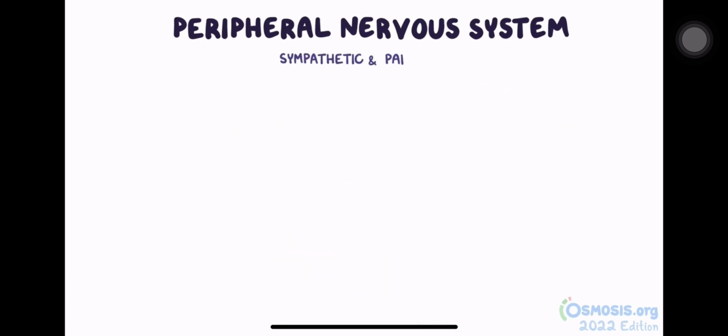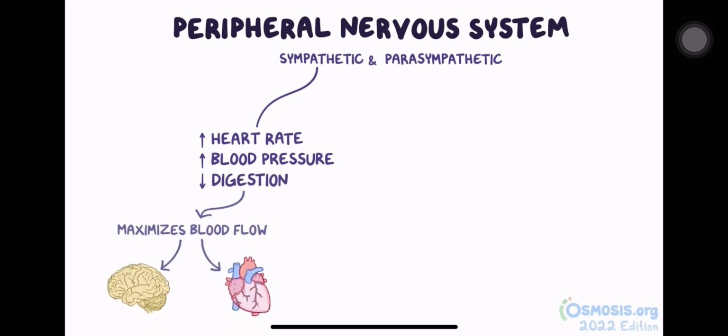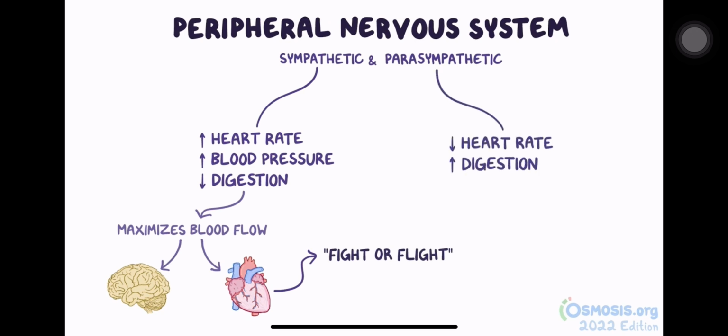Now, the sympathetic and parasympathetic nervous systems have opposite effects on the body. The sympathetic nervous system controls functions like increasing the heart rate and blood pressure, as well as slowing digestion. All of this maximizes blood flow to the muscles and brain, and can help you either run away from a threat or fight it, which is why it's also called the fight or flight response. The parasympathetic nervous system instead slows the heart rate and stimulates digestion. The effects can be summarized as rest and digest.